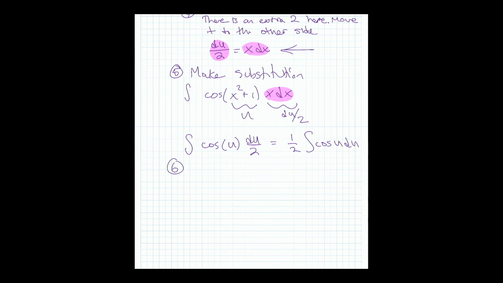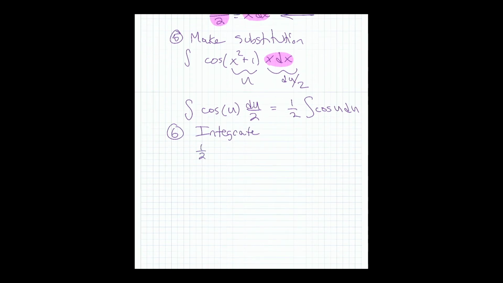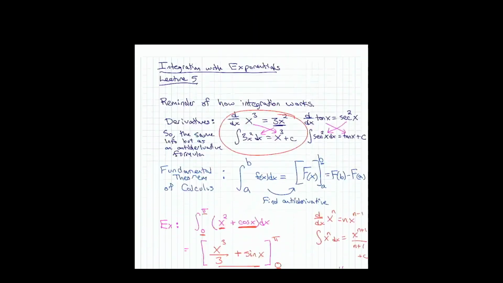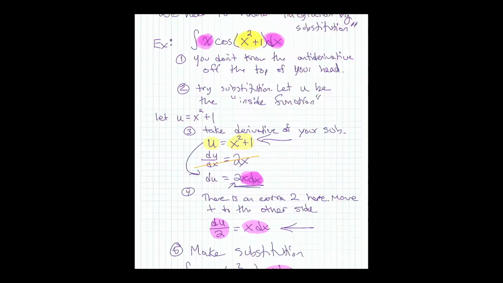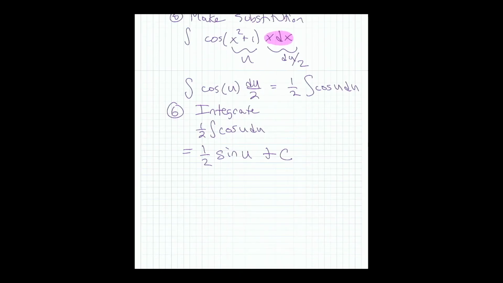So now we can try to integrate. So we've got 1/2 integral cosine u du. Well, what's the antiderivative of cosine u? It's sine u, right? How do we know that? Well, I think we did that at the beginning here, right? Yeah, we did one right here. The antiderivative of cosine is sine. So the antiderivative of cosine u is sine u.